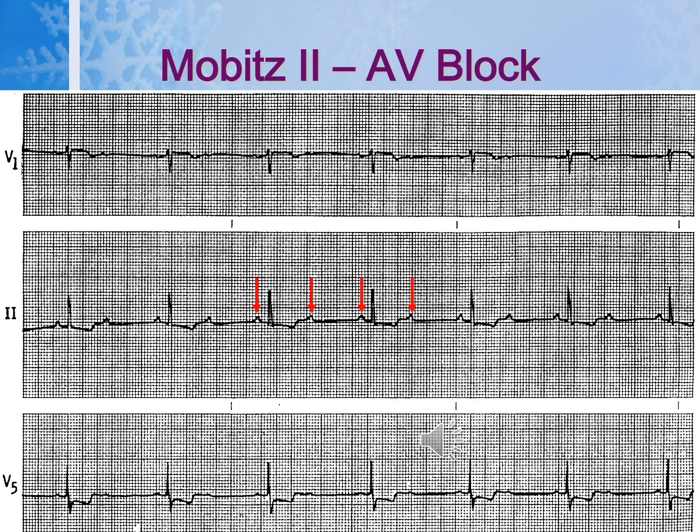And by definition, this is called a Mobitz 2 second degree AV block, where there is no progressive lengthening of the PR interval as you see in Mobitz 1.